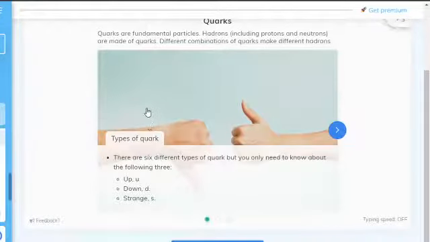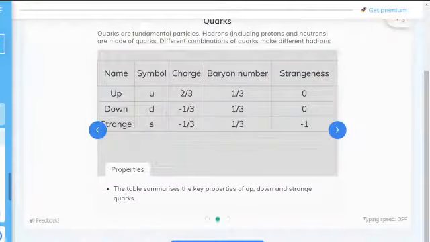So quarks. Quarks are fundamental particles. Hadrons, including protons and neutrons, are made out of quarks. Different combinations of quarks make up different hadrons, for example up, down, strange. There are 6 quarks, but you only need to know 3 of them, obviously.